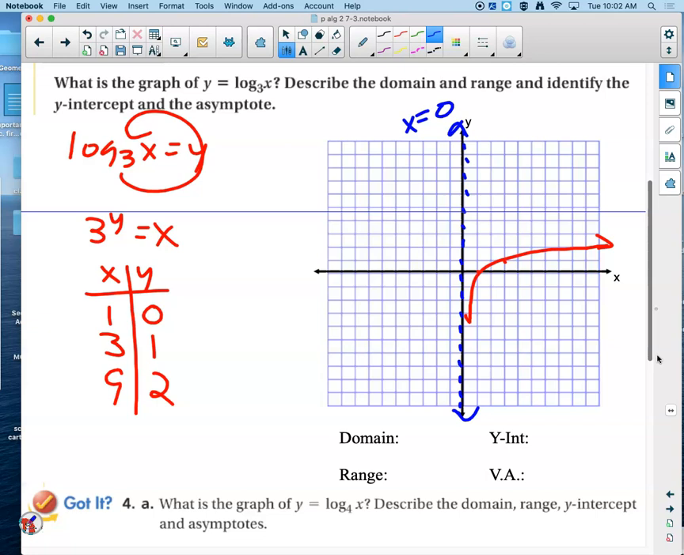Well, the domain, the x is right here at 0, but we can't use 0. Remember, it's never going to get there. That's an asymptote. We need everything to the right of that. So x is greater than 0.